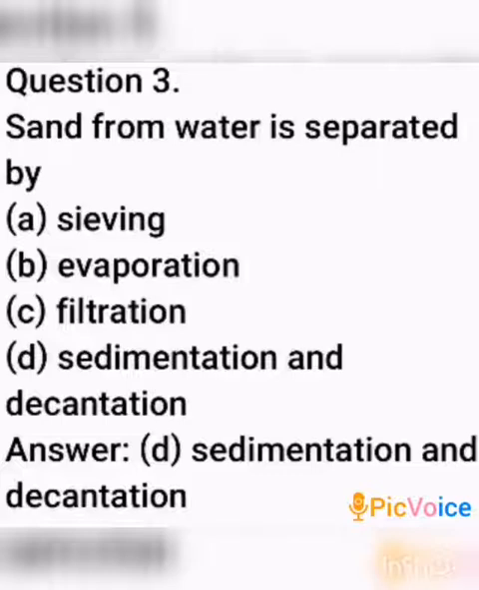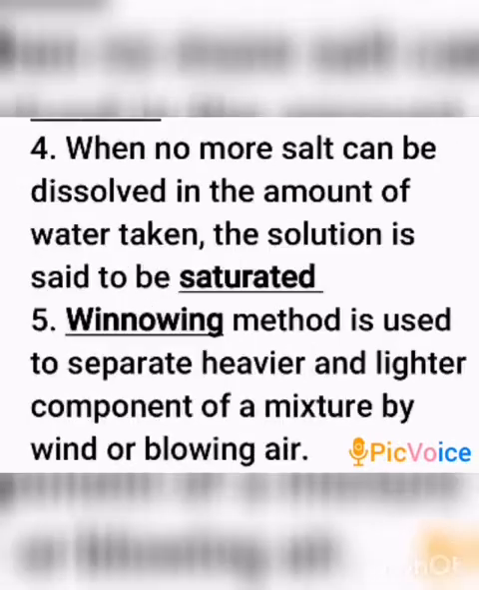Then 3. Sand from water is separated by: A. Sieving, B. Evaporation, C. Filtration, D. Sedimentation and decantation. Which one is correct, children? Which method is used to separate sand from water? Answer D. Sedimentation and decantation.